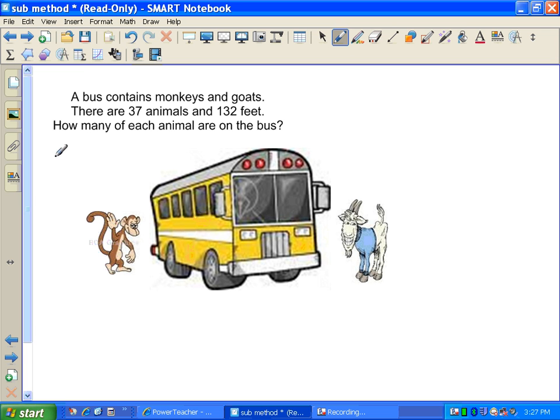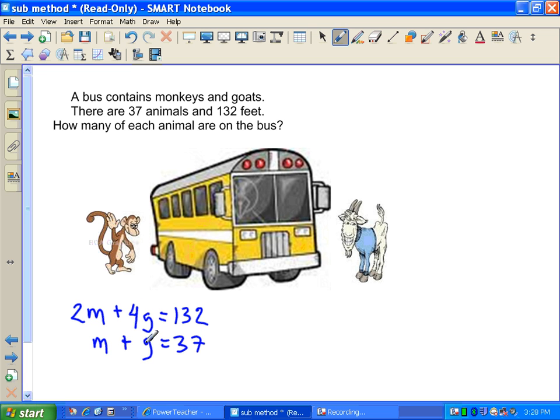Well, how many feet do monkeys have? Looks like 2. So if we use 2 feet for every monkey, plus how many feet do goats have? 1, 2, 3, 4. 4 feet for every goat. We have 132 animal feet. And in general, we just have monkeys and goats, and there's a total of 37 animals.